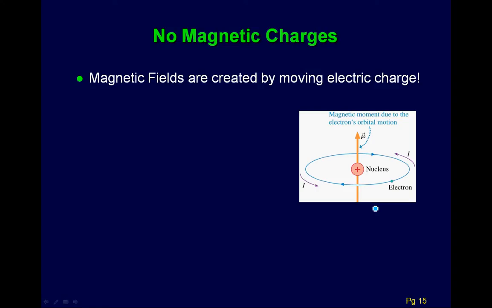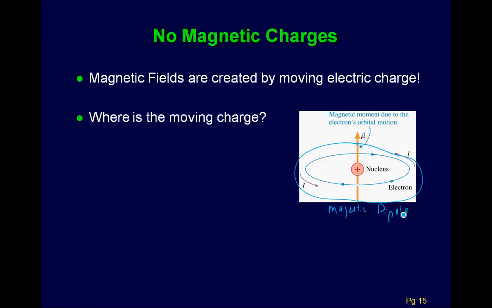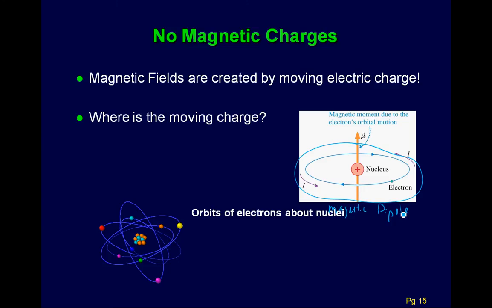And so here's an example. If you have an atom, if you have an electron going around the atom, it's a little current. And so what you have here is a little magnetic dipole. We talked about this last section, a little magnetic dipole. And so this is where the moving charge is.